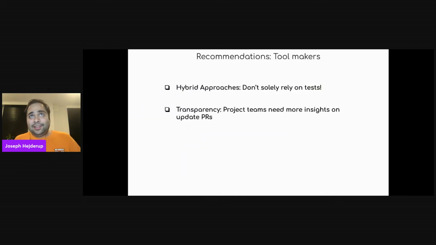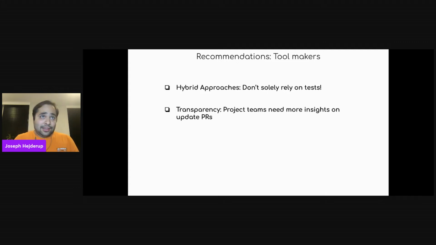So what is my recommendation to toolmakers? The first part is that I would go for a hybrid approach. By that, I mean don't solely rely on tests, because there might be cases where tests are not able to cover. And in such cases, complementing with static analysis could be a good idea. Even though you might not be able to detect the problem of the update with respect to the diff, giving more information to the developer or the project team would be better, I think.